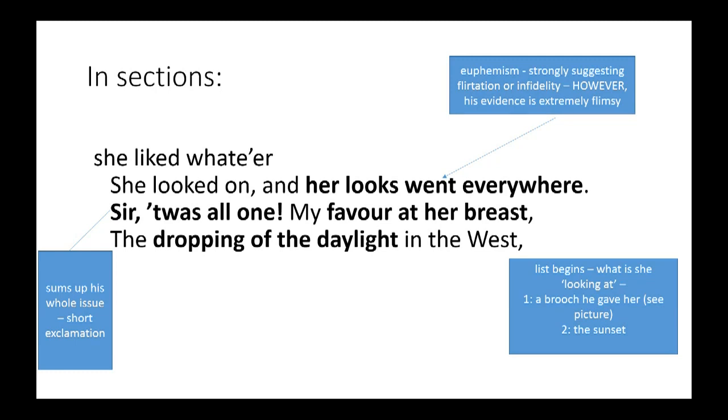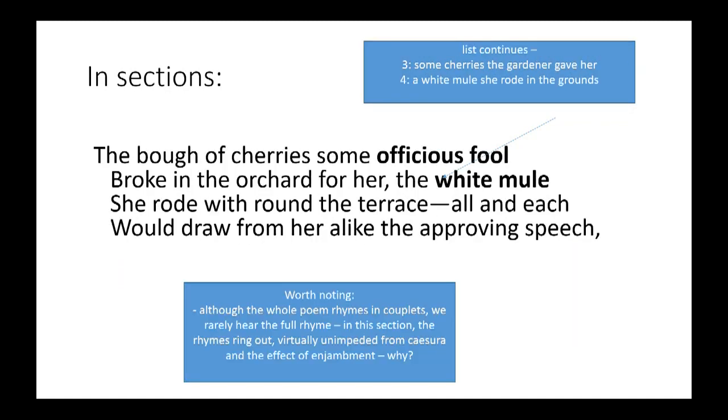Great, good for you. The dropping of the daylight in the west. Oh, she also smiles at the sunset. Great, are you jealous of the sunset? And we could talk about things like alliteration there, but the more interesting thing is just the bizarre way in which he's rattling off things that have made him feel insecure.